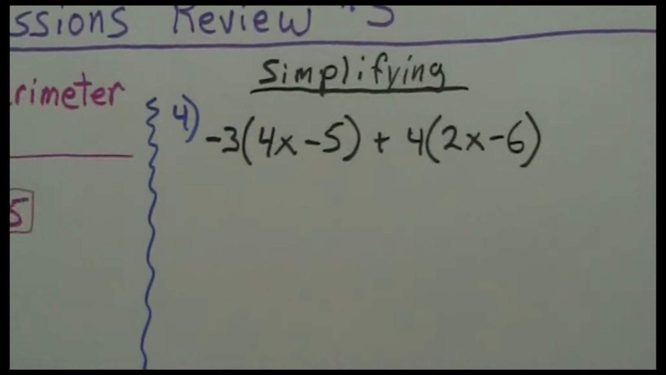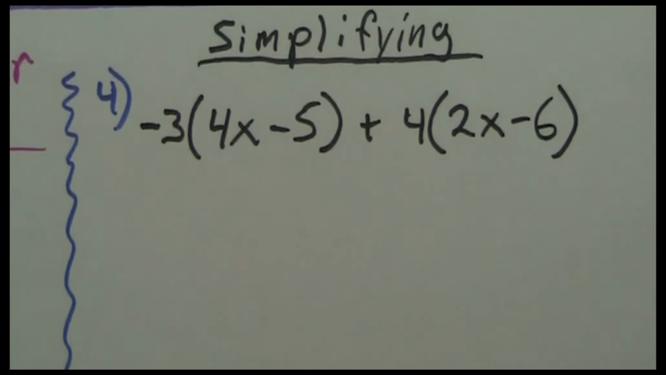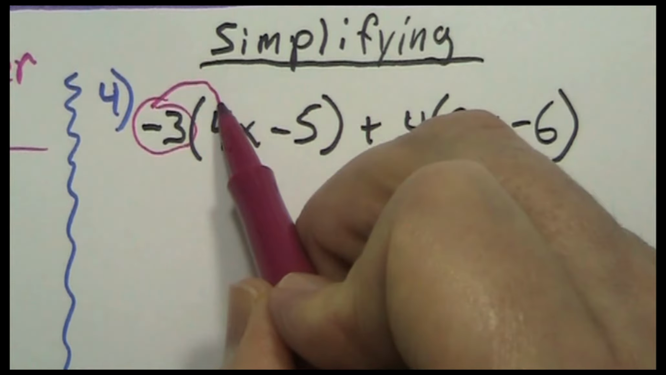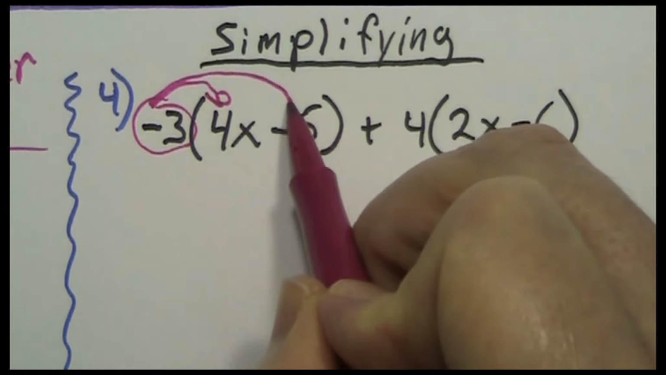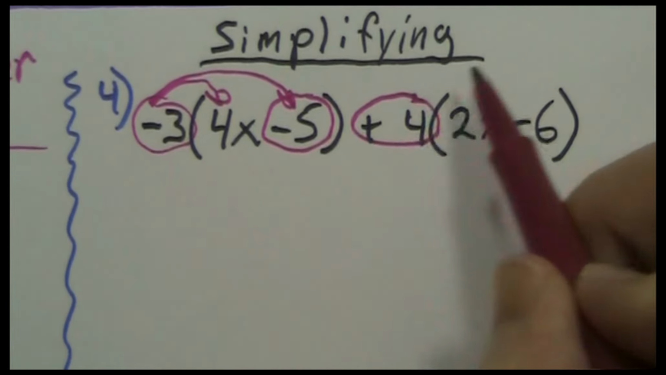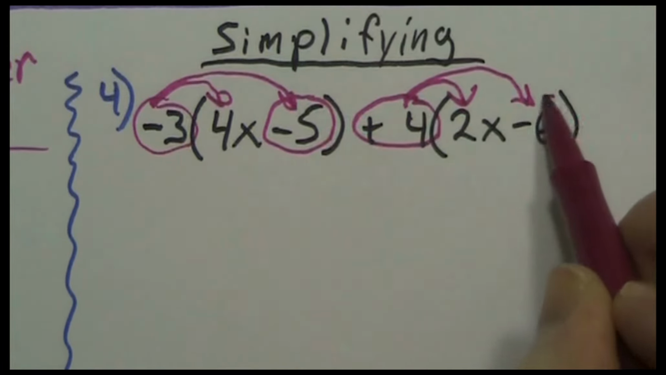Okay, so that's what it looks like. So you're going to take the outside times each inside number. That's a -5. The outside, that's +4, times each one inside. That's a -6.